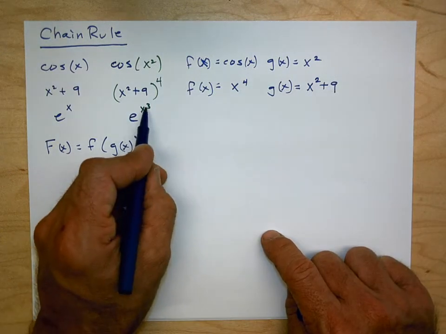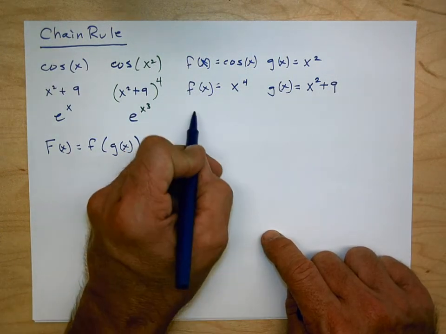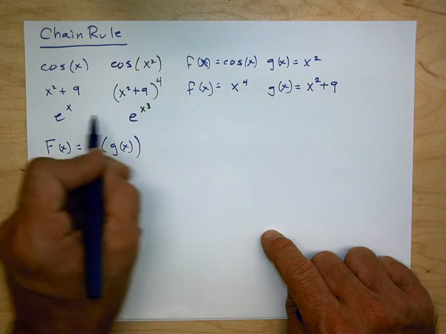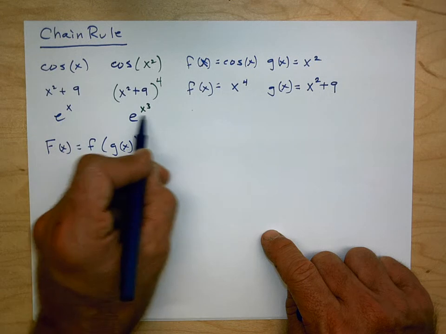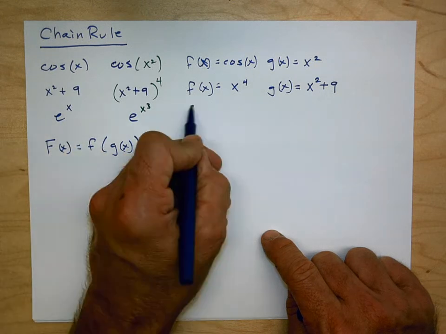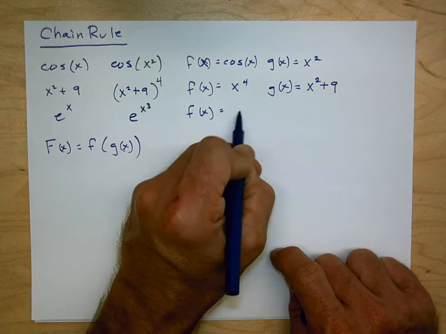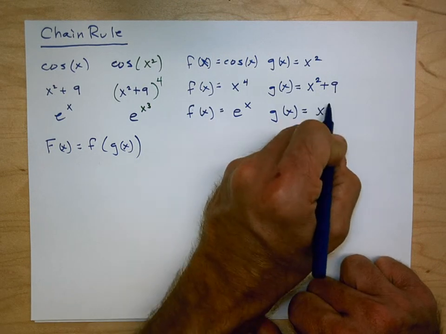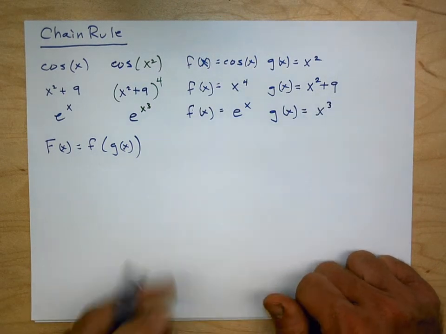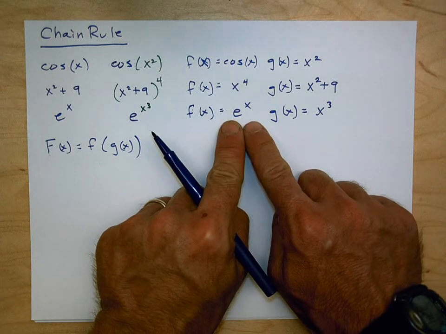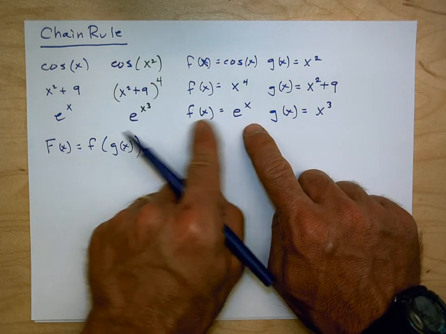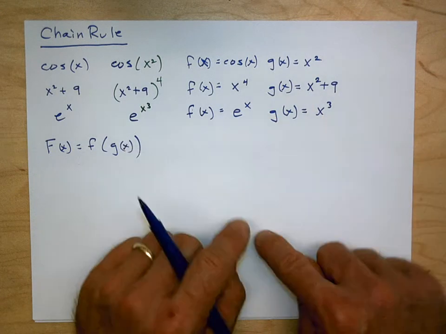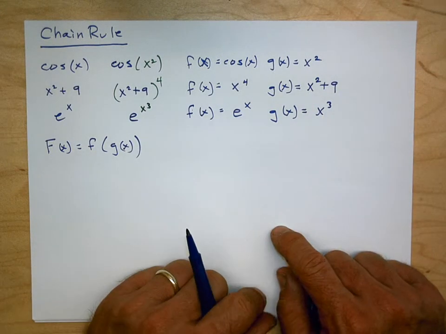Here, e to the x cubed, so notice that this is being put in for x here. Instead of raising e to the x, we're raising it to the x cubed. So for e to the x, g of x is x cubed. f of g of x would mean we put g of x in here for x, so the x cubed replaces the x, and we get e to the x cubed.